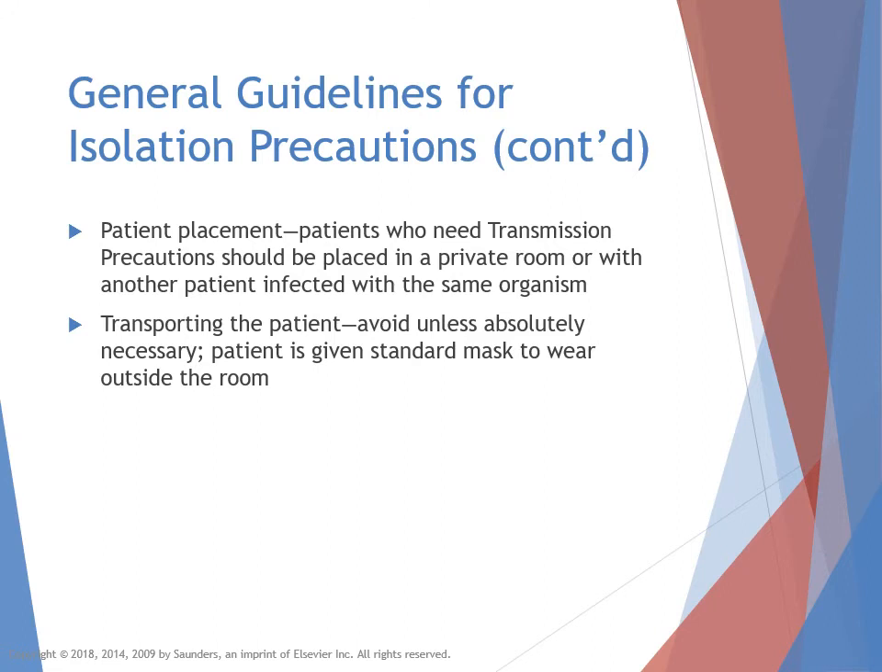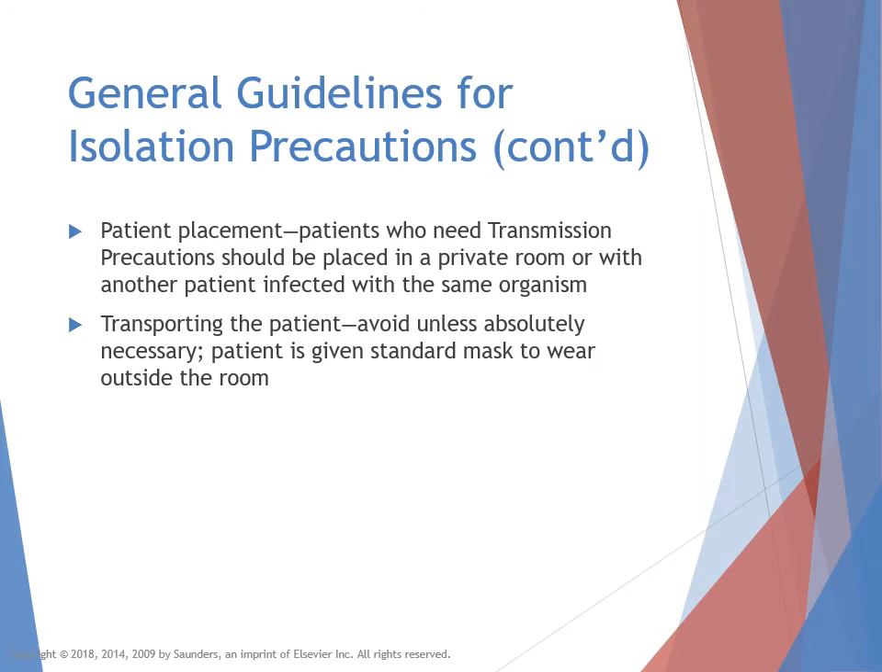So patient placement. Patients who need transmission precautions should be placed in a private room or with another patient infected with the same organism. So say if somebody had E. coli in their urine and their roommate had E. coli in their urine, then we could potentially room those two patients together. They require the same isolation, they have the same organism. If that's not possible, then the patient needs to be placed in a room by themselves.